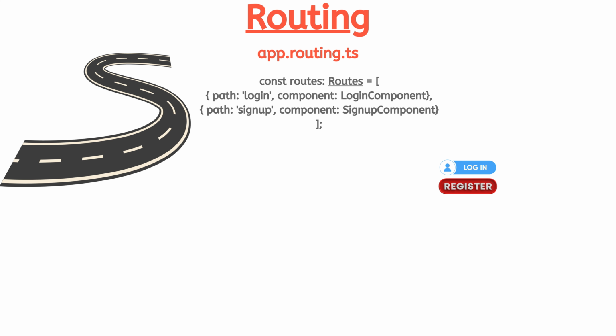So when we navigate to login, display the login component. When we navigate to sign up, display the sign up component. So this is how you can route. This is how you can define the routes in Angular. And to navigate, there are two different ways.